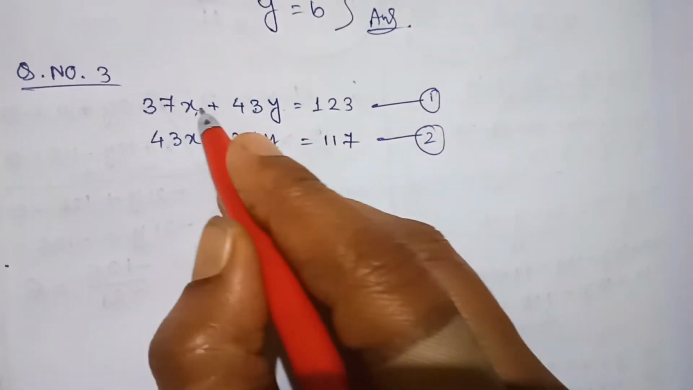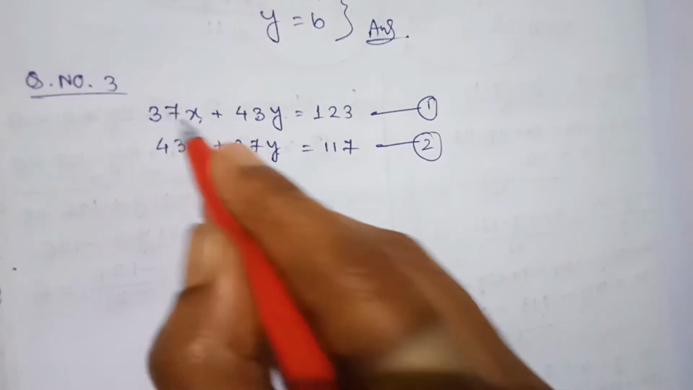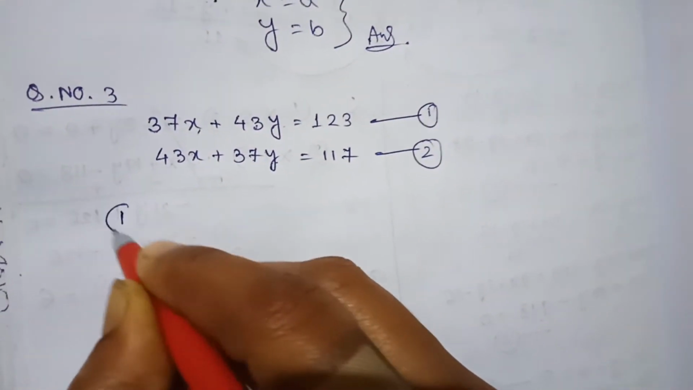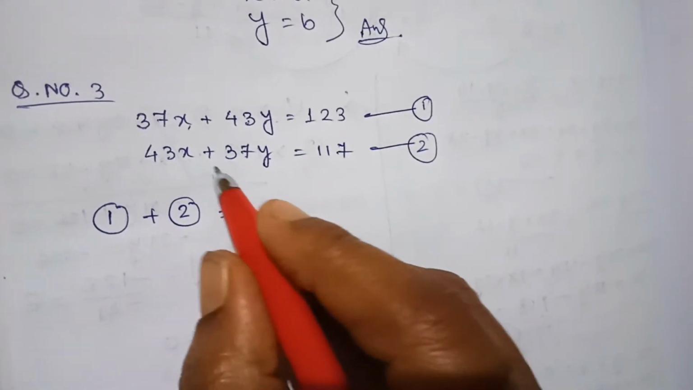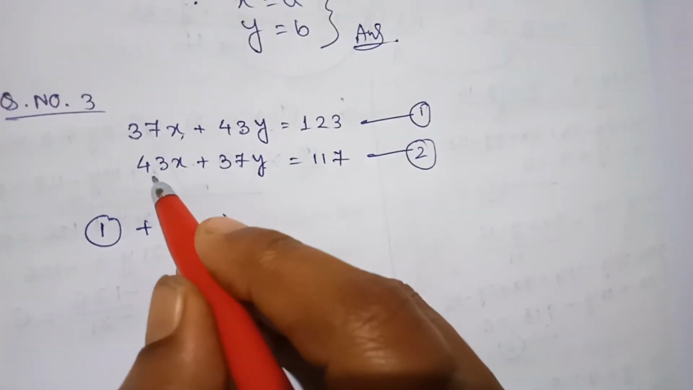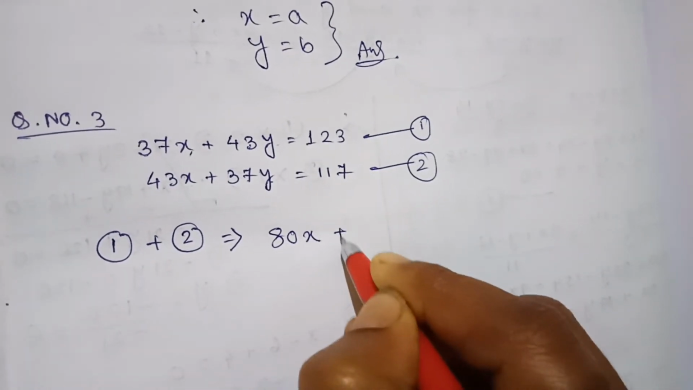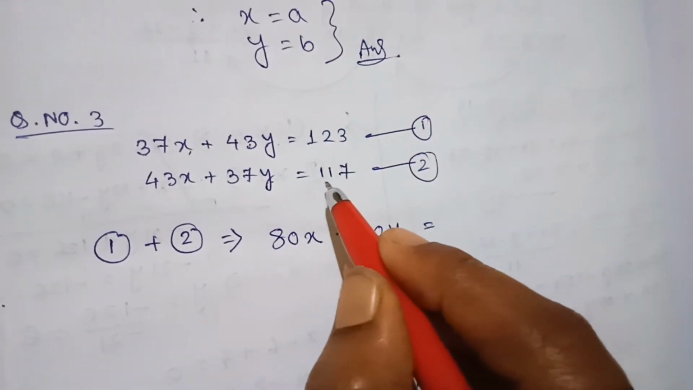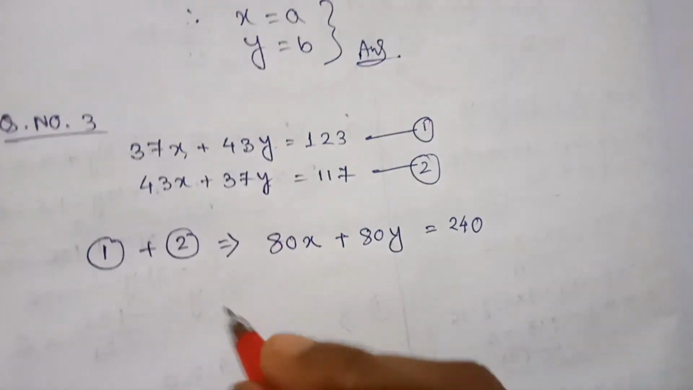How? When I am getting interchanging coefficients, look, 37, 37, 43, 43, like this. We will first be adding the two equations. What we will get? 37 plus 43 equals 80. So 80x plus 80y equals 123 plus 117 is 240.